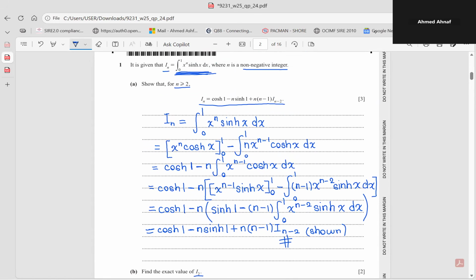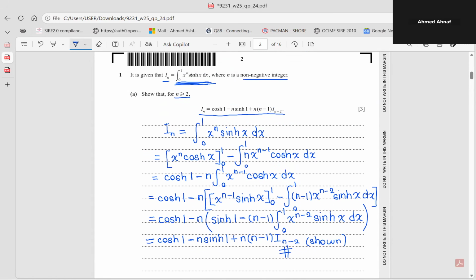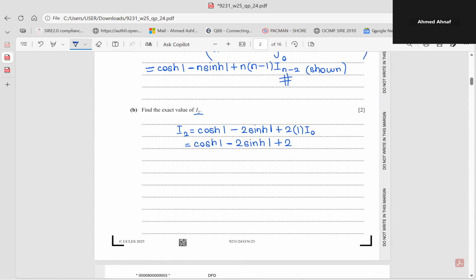I subscript 0 is the integral of x to the power 0. That's just 1, so it's just the integral of sin x from 0 to 1.